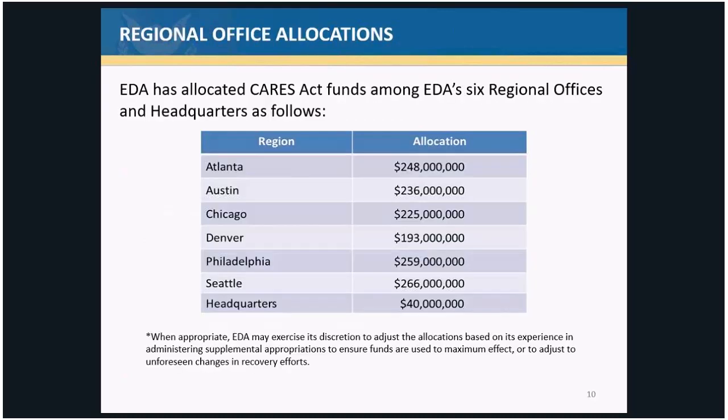And the stronger the link, the more competitive your application will be. As mentioned earlier, EDA has 6 regional offices, and the funding that EDA has been provided by Congress has been allocated to the 6 regions according to this allocation. There's a small amount of money that is allocated for headquarters, but that is for national technical assistance programs or national innovation competitions. Those are selected at the headquarters level. It is possible that EDA may reallocate these funds if future conditions warrant.